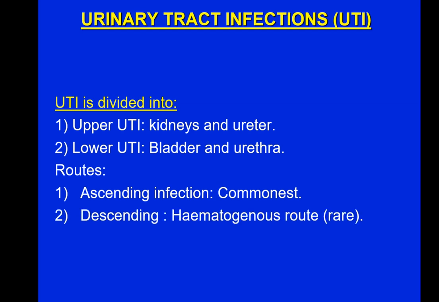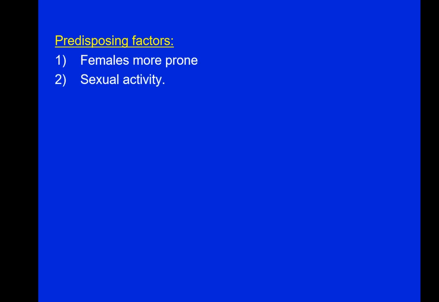Routes of transmission: if you observe, ascending infection is the most common, and descending mainly occurs through the hematogenous route. That is very rare, but if you have some bloodstream infection, then through the hematogenous route we can get the UTI. Now we'll see what the predisposing factors are.